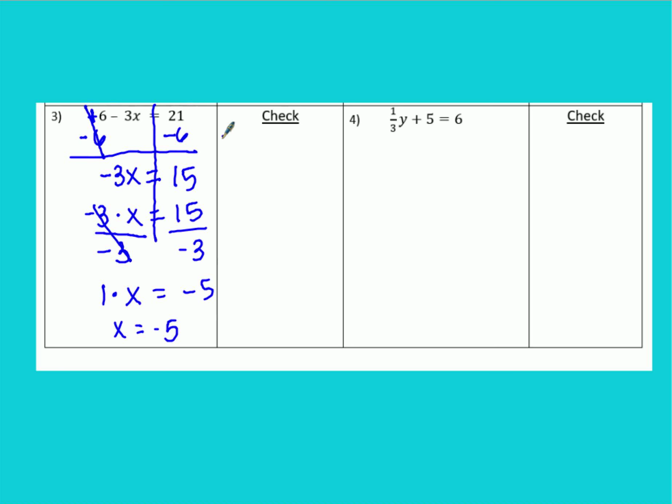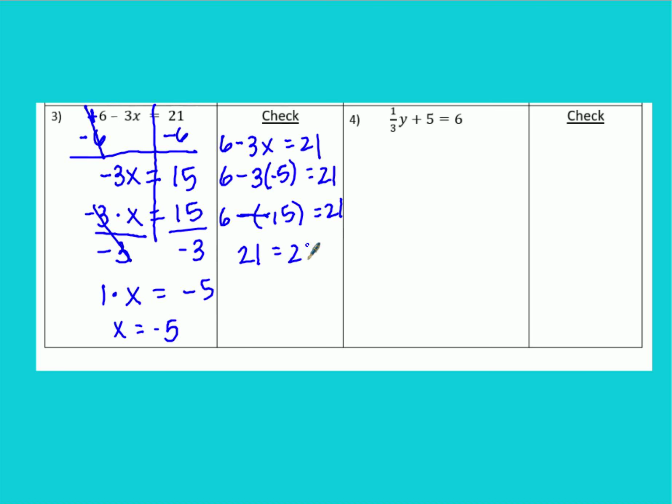So if we test this out, our original equation was 6 minus 3x equals 21. If I fill in our x, which is negative 5, I have 6 minus 3 times negative 5 equals 21. So 6 minus 3 times negative 5 is negative 15 equals 21. Remember that when you're subtracting a negative, it becomes a positive. So that becomes 6 plus 15, which is 21, and 21 equals 21. So that's a true statement. x equals negative 5 is correct.